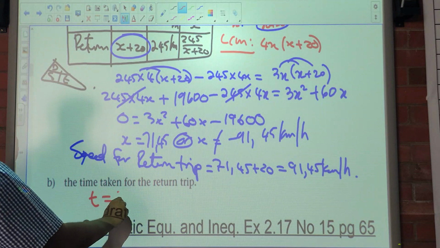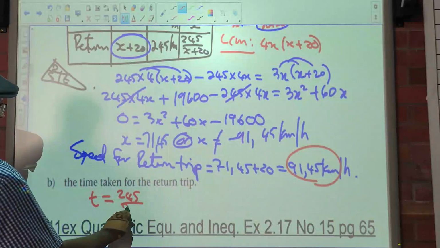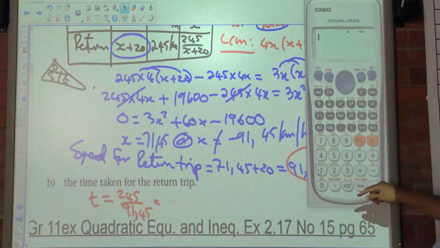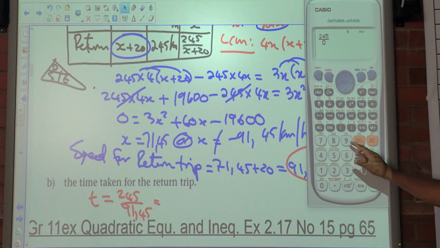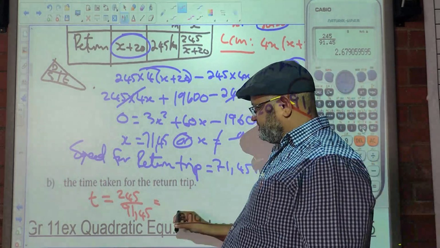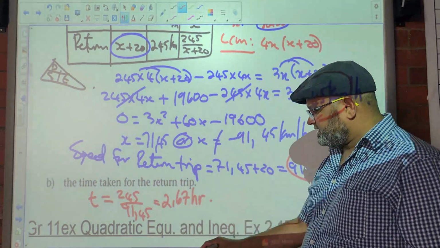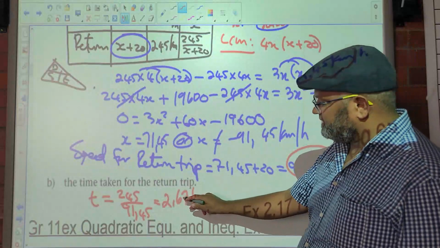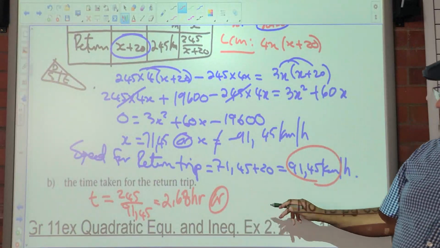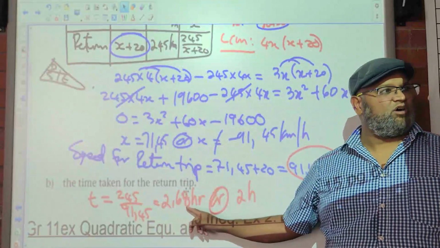So the time is going to be 245 over x plus 20, which is, of course, 91,45. So it's 245 over 91,45, which is a total of 2,67. Isn't it 67 of an hour? Yeah, you could say 68. Yeah, 68 is supposed to be. Or I was going to convert it to hours and minutes. So that's 2 hours, as you can see, and that is 0,68 of an hour.